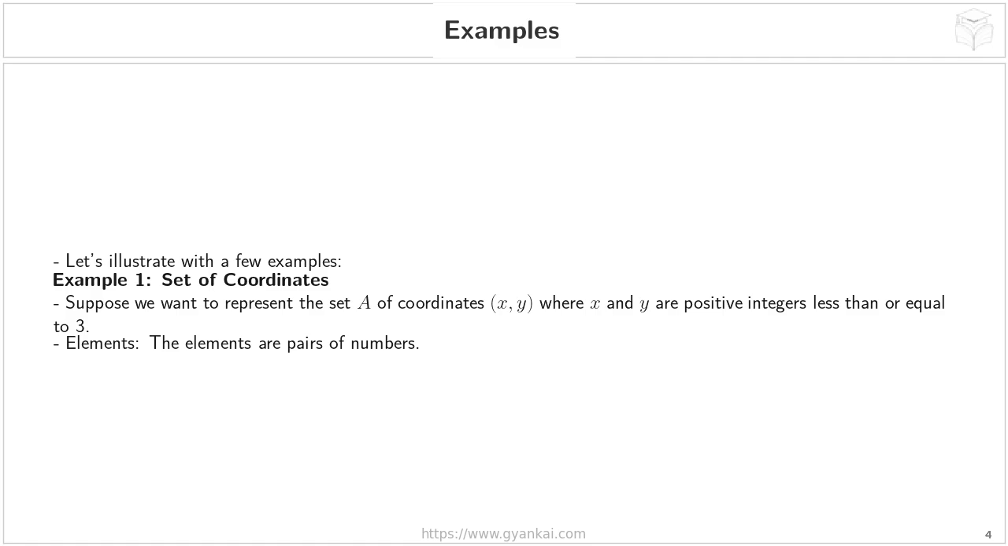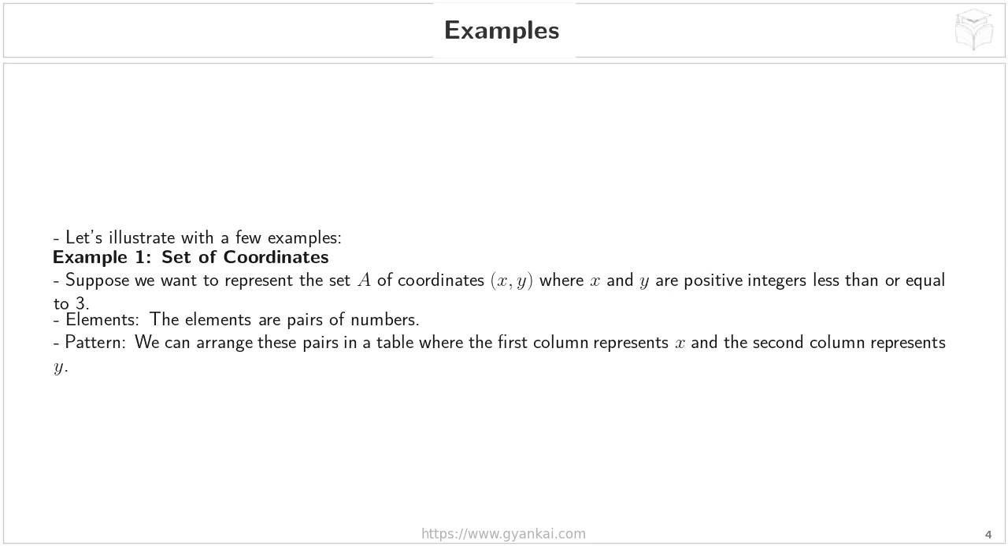The slide then points out that the elements of this set are pairs of numbers. That's right, each coordinate pair, like (1,1) or (2,3), is a single element within the set. Next, it highlights the pattern. We can neatly arrange these coordinate pairs in a table. The idea is to dedicate the first column to represent the x values and the second column to represent the corresponding y values. This makes it easy to see all the possible combinations.